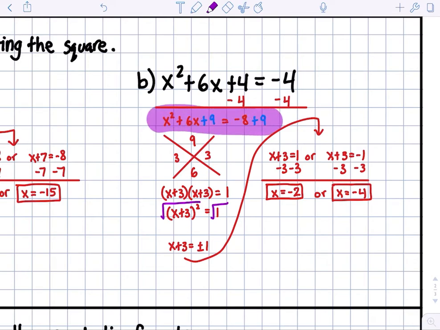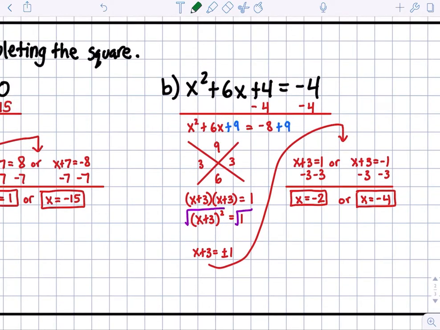We're going to get this, and now to get the 9, right? You take half of this middle term and you square it. So half of 6 is 3. 3 to the second is 9, which is why you add 9 to both sides.